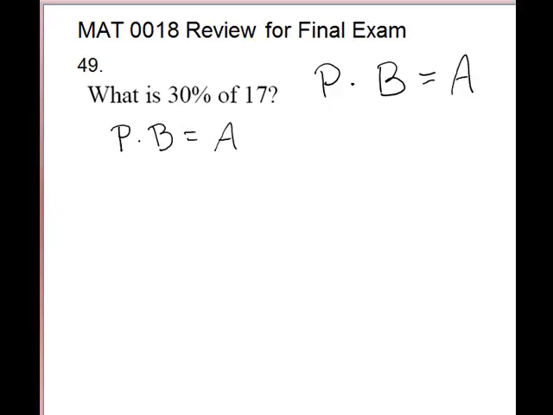The percent is the easiest one to spot. It either has the percent symbol or it has the words. So we have 30%. We have to convert to decimal form. So drop your percent and move the decimal 2 places to the left. So 0.30 or 0.3. Continue from there to find your base. Whatever you take the percent of is your base. So the 17 is going to be your base. 30% of 17. So times 17.